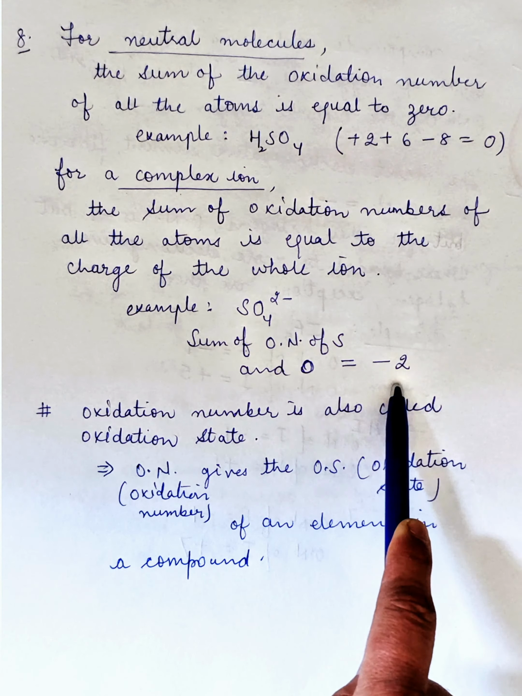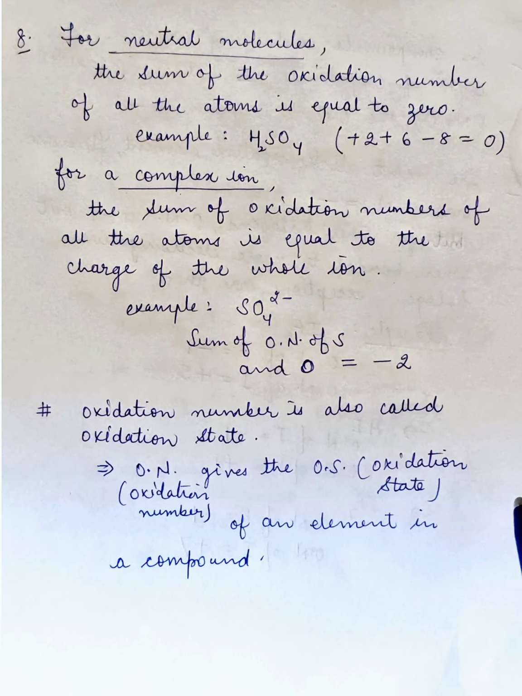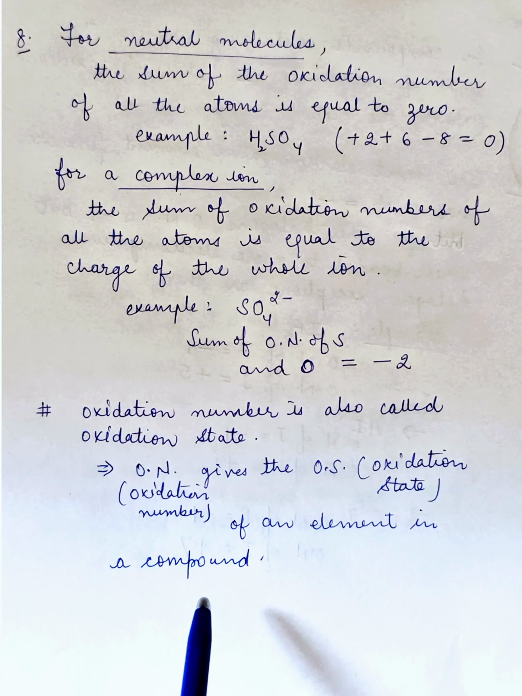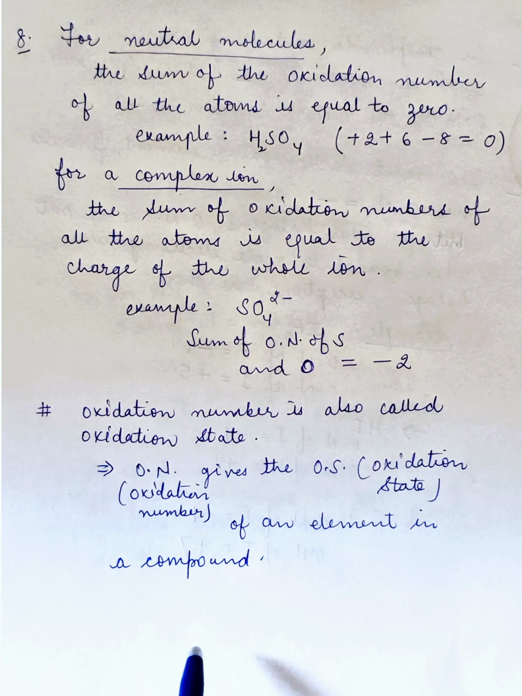One thing we must be clear about is that oxidation number is also called oxidation state, or in other words, oxidation number gives the oxidation state of the element in a compound. Now we will discuss some examples following all these rules in the next section.